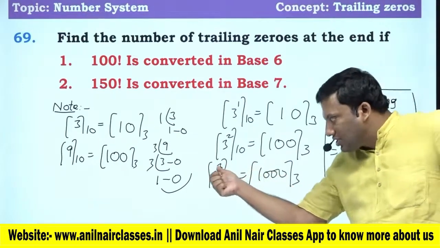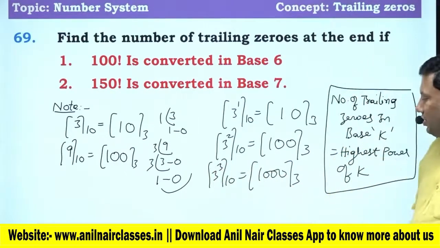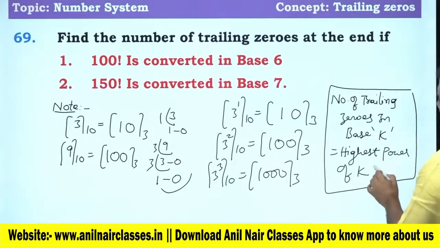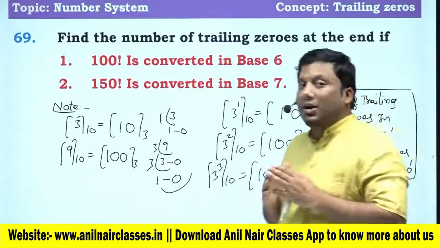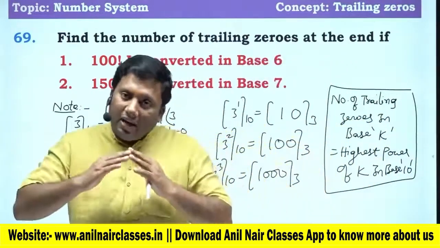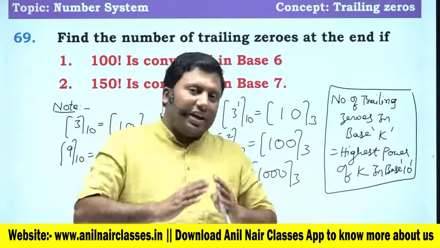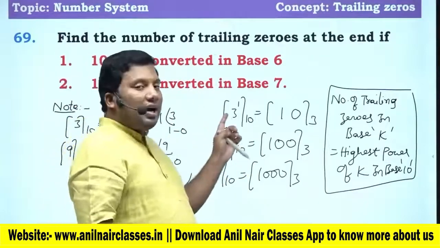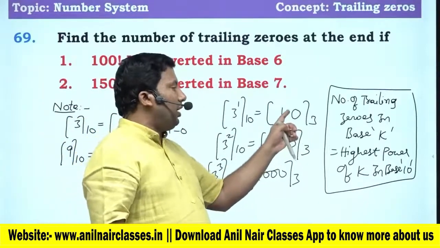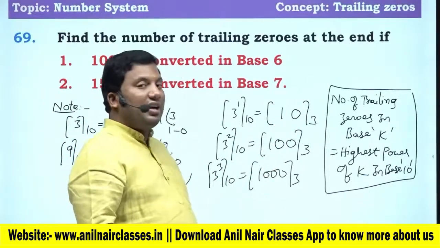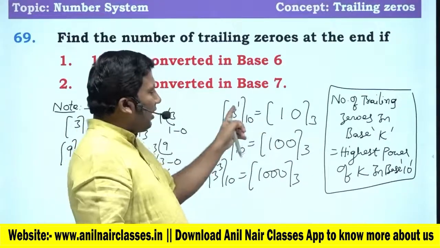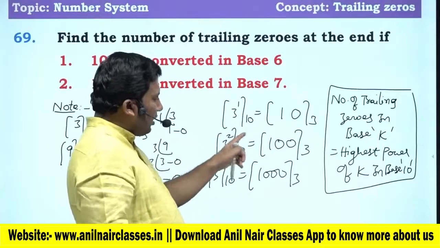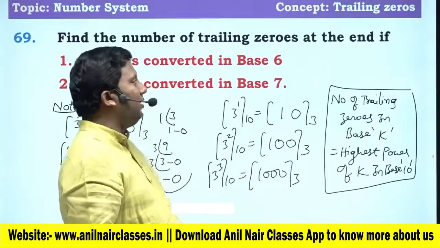This is the highest power of 3 in base system 10, the highest power of K in base system 10. Suppose I take a number which is in decimal and convert it into non-decimal. The number of zeros at the end is nothing but the power of that base. 3 square, so the number of zeros at the end will be 2.